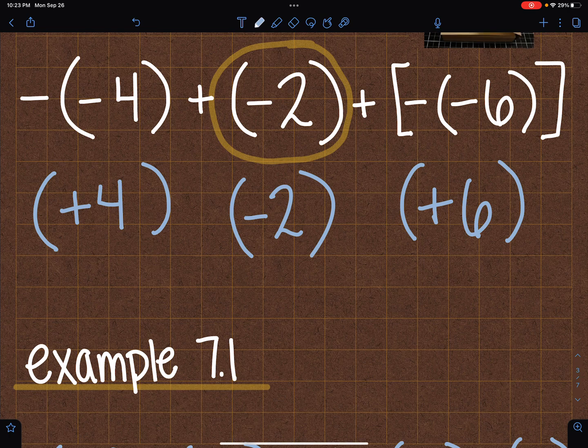And then I bring down all the plus signs that we're separating these. And now I can think of it as +4 plus a -2 plus a +6. And if we do that sort of in our heads, it's kind of like 4 minus 2 is 2, and then we add 6 to that, and it's 8. So the answer is 8.